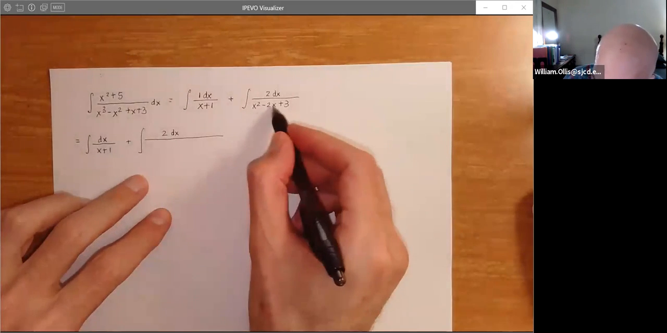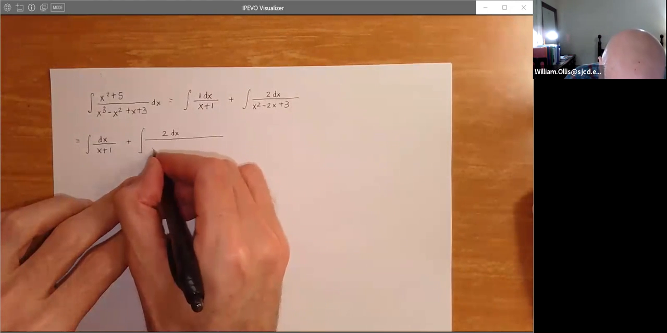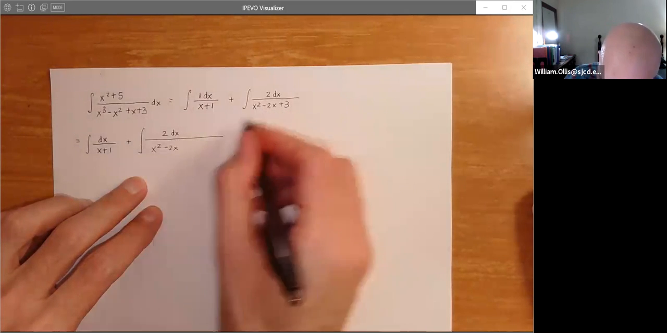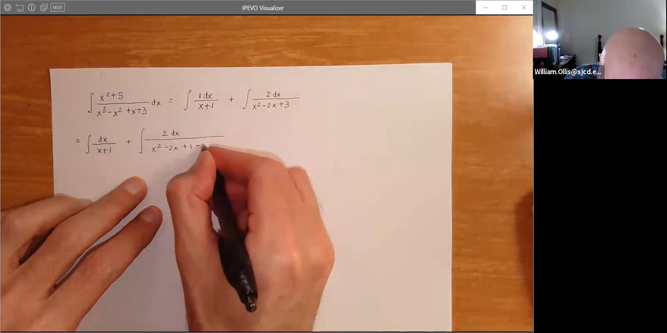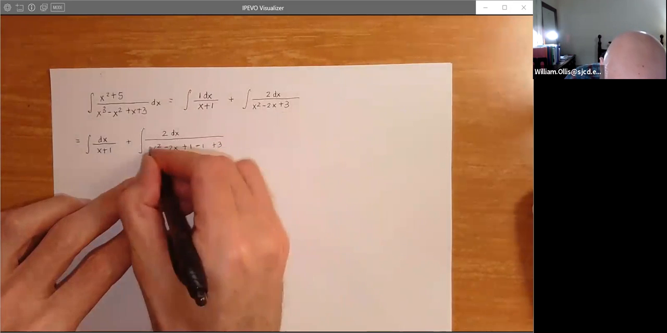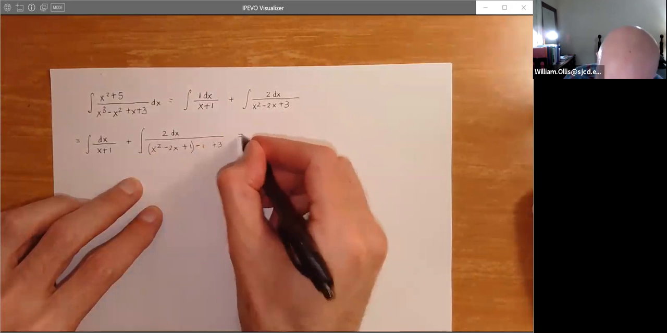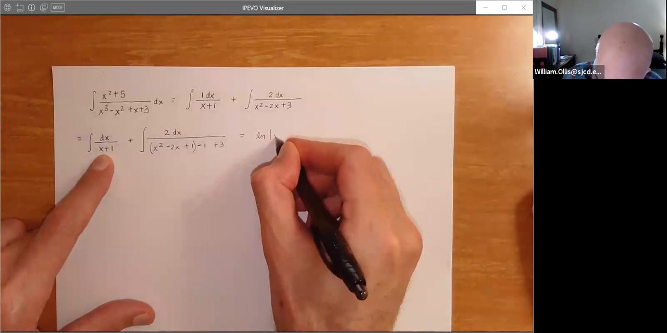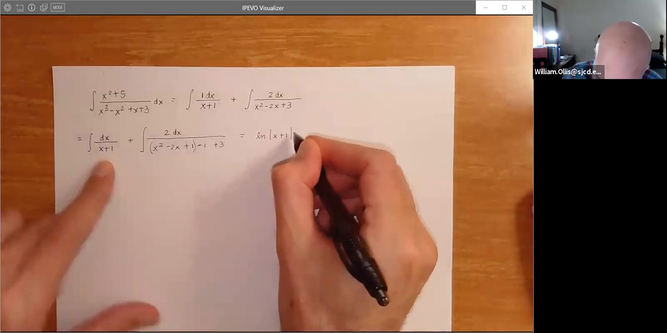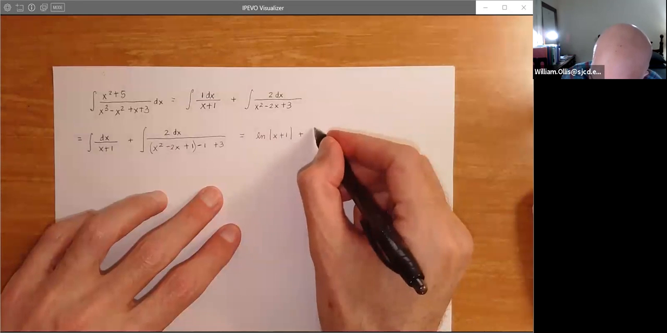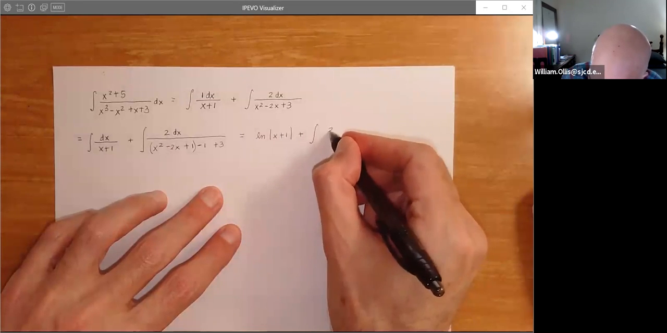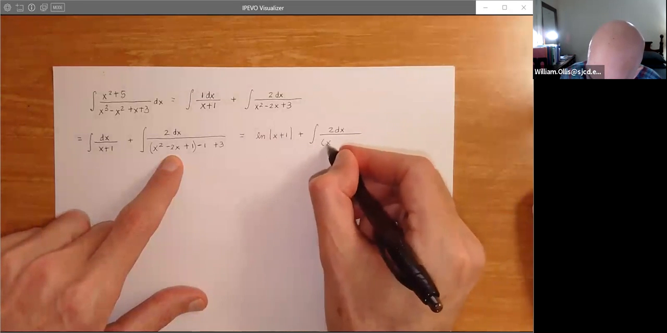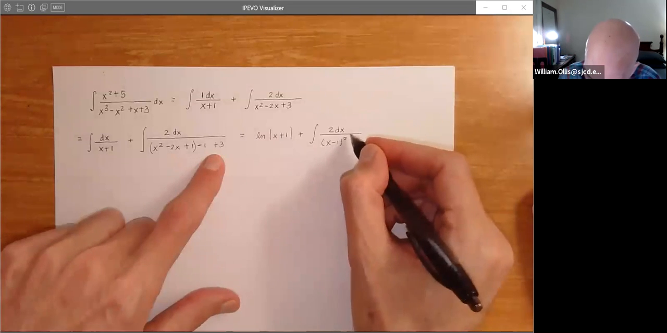So now this is monic, so we'll take half of this. So x squared minus 2x, half of negative 2 is negative 1, square it. So we get plus 1 minus 1 plus a 3. So there's our perfect square. So now we get natural log of x plus 1. And then we get plus, in this case, we have a 2 dx. And then we have our perfect square, x minus 1 quantity squared plus a 2.